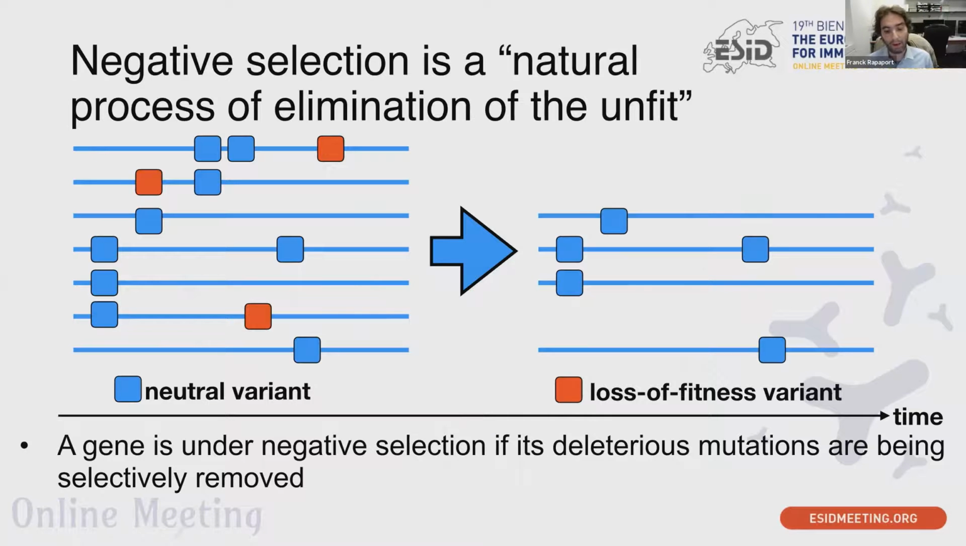The definition of negative selection is that it is basically the natural process of elimination of the unfit. When individuals carry a variant that confers a loss of fitness, these individuals are going to have fewer offspring, and this variant will decrease in frequency within the population and will eventually disappear. So variants that confer a loss of fitness are being selectively purged from the population, and it's this natural process that we call negative selection. We say that a gene is under negative selection if its deleterious mutations are being selectively removed.